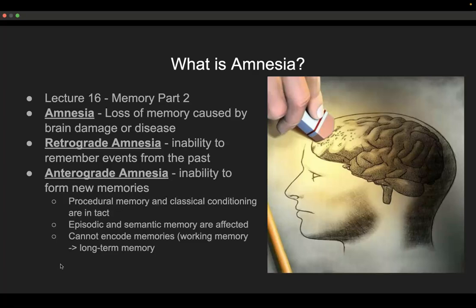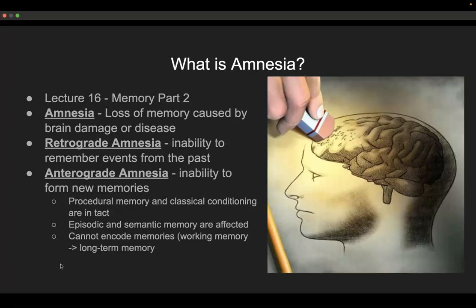There are two types of amnesia, one being retrograde amnesia, which is inability to remember events from the past, and then there's anterograde amnesia, which is inability to form new memories because you cannot encode memories, meaning you can't move them from your working memory to your long-term memory.